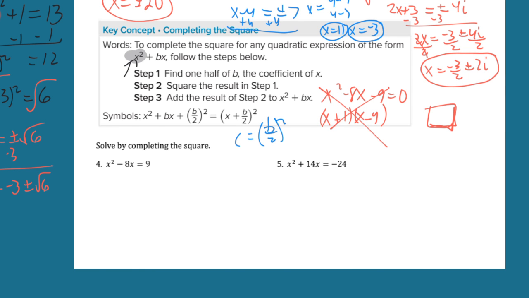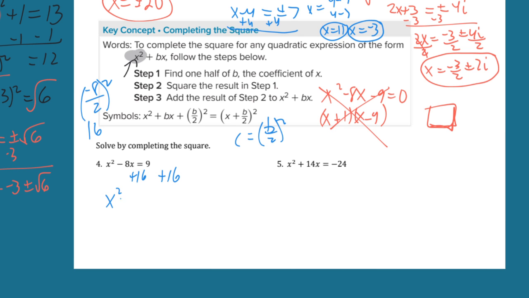So B in this case is negative 8. You take negative 8 over 2 and then you square it. Negative 8 divided by 2 is negative 4. Negative 4 times negative 4 is positive 16. And so that would be the new value to build a perfect square trinomial on the left side of your equation. You're allowed in math to add the same number to both sides of an equation. So if I want the C term to be 16, I'm going to add it to both sides because I don't want the 9 to join it.